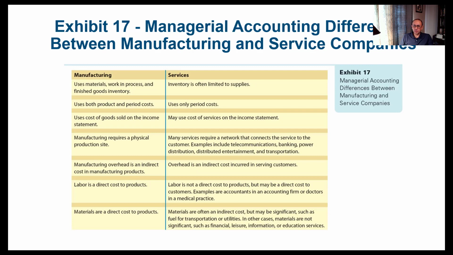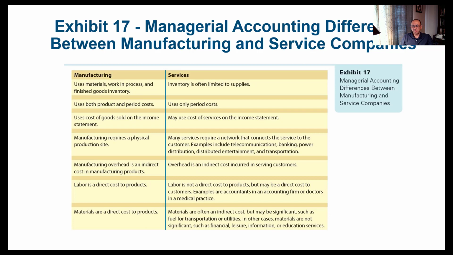The manufacturing companies also require a physical production site. Many services require a network that connects the service to the customer. Examples include telecommunication, banking, power distribution, distributed entertainment, and transportation. And just speaking of the banking industry, many banks now don't have physical branches. Everything is just over the internet. So they don't need a production site or even a service site. The site is an intangible site, which is a website.